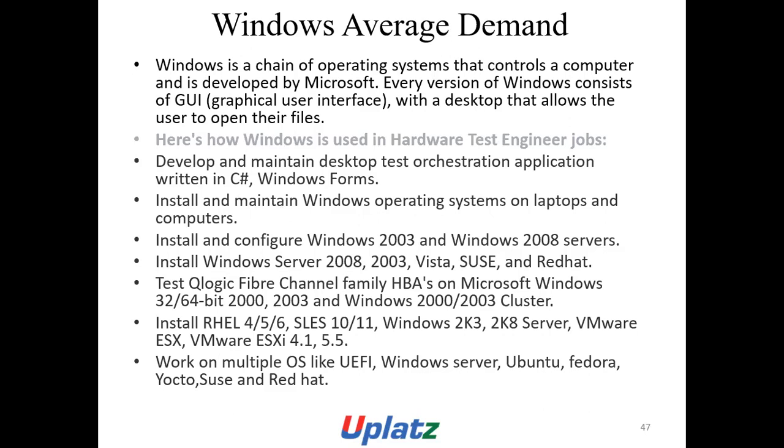Develop and maintain desktop test orchestration application written in C# Windows Forms, install and maintain Windows operating system on laptops and computers, install and configure Windows 2003 and 2008 servers, install SUSE and Red Hat, test QLogic Fibre Channel family HBAs on Microsoft Windows 32/64-bit 2003 and Windows 2003 cluster, install RHEL 4/5/6, SLES 10/11, Windows 2K3, Windows 2K8 server, VMware ESX, VMware ESXi 4.1/5.5, work on multiple OS like UEFI, Windows Server, Ubuntu, Fedora, Acronis, SUSE, and Red Hat.